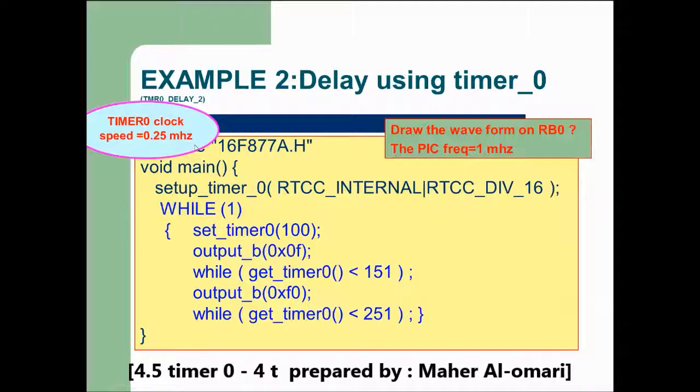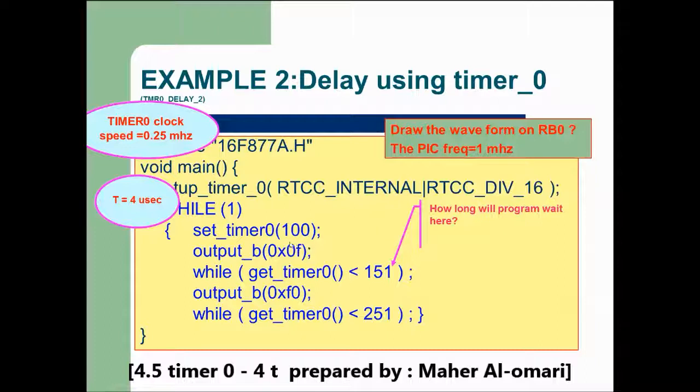Okay, this gives me a T of 4 microseconds. 1 over 0.25 will give me 4 microseconds. Now the question is, how long will the program stay on this statement? Timer 0 is set to run with a prescaler 16. That means the frequency entering timer 0 will be divided by 16.